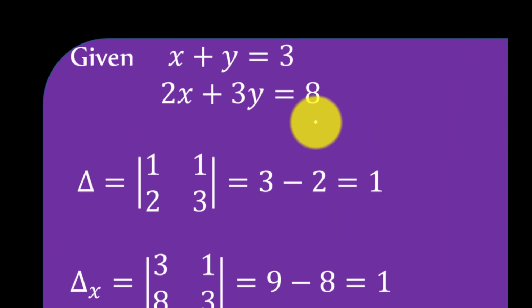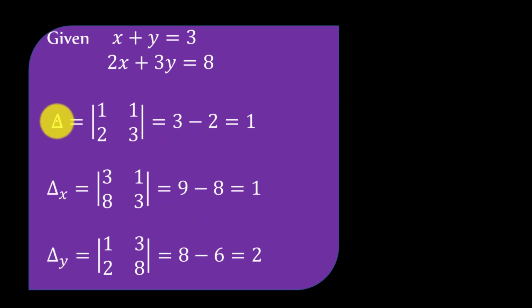First we have to write down delta, delta x and delta y. These are the three very important steps for solving the values of x, y and z. In the case of delta, how do we write it? The x coefficients are 1 and 2, and the y coefficients are 1 and 3. That is what you have to write down first.